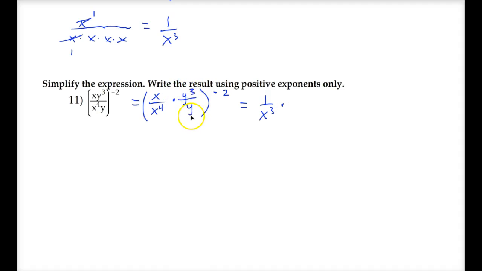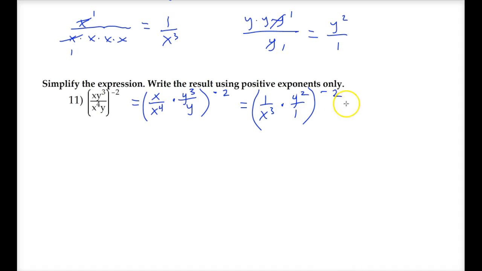For the y cubed divided by y, of course I got y times y times y over y, and of course a pair of those are going to reduce to 1, and all I have left is y squared over 1. Okay, so have that raised to the negative 2. Now, if I multiply this fraction times that fraction, I end up with y squared divided by x cubed, and all that raised to the negative 2. And so that's the first part.